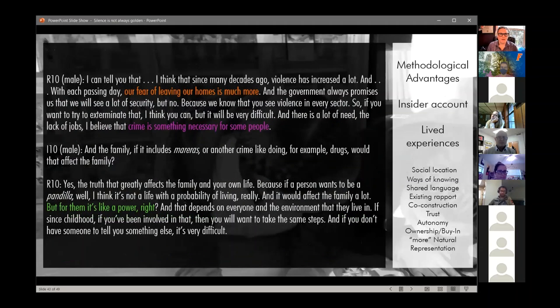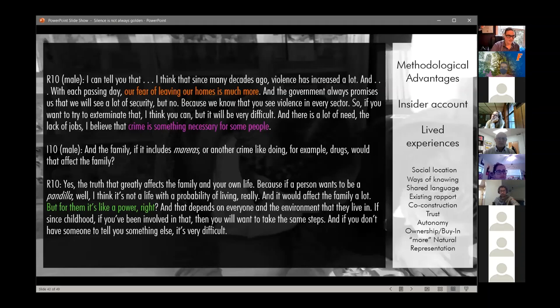Okay. And here's another one. Again, this one is interesting to me because with this insider account and these lived experiences, you also get this sense of fear that's pervasive in Honduras. "Our fear of leaving homes is much more." But then you get this interesting critical data: "Crime is something necessary for some people." I want to unpack that as a researcher. So why do you think that crime is necessary for some people? Let's get to the bottom of this.